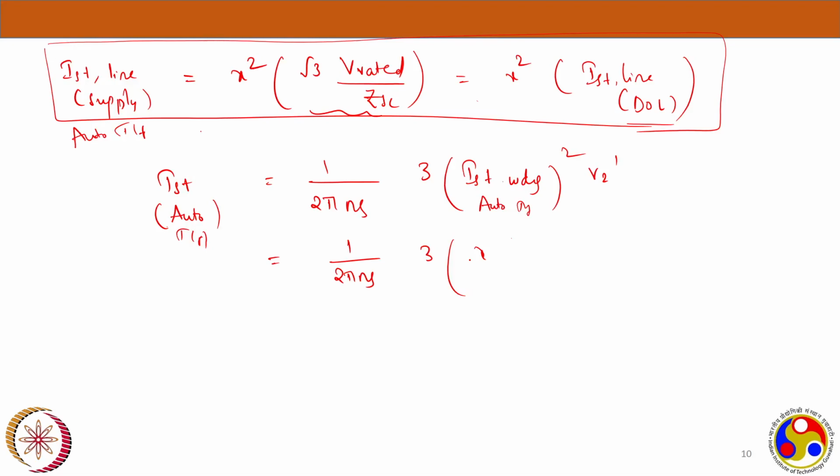So I'm just trying to write a summary here. In reactor starting, your starting current is going down x times, your starting torque is going down x squared times. And now in auto transformer starting, your starting current is also going down x squared times. Your starting torque is also going down x squared times. These both are very good methods.